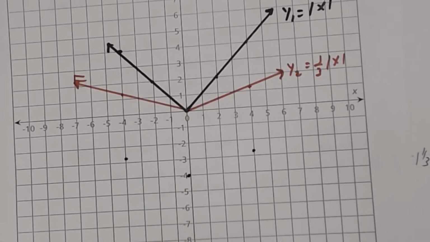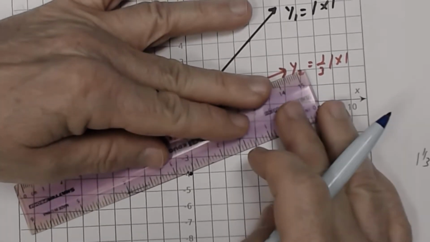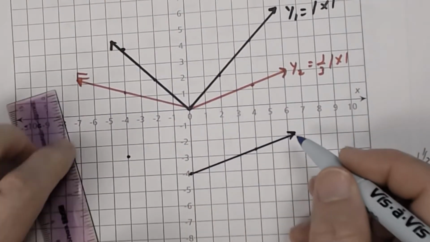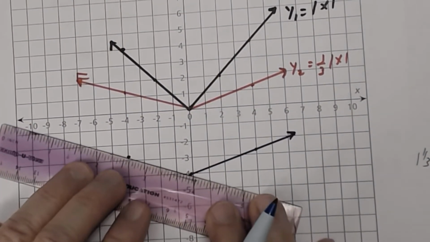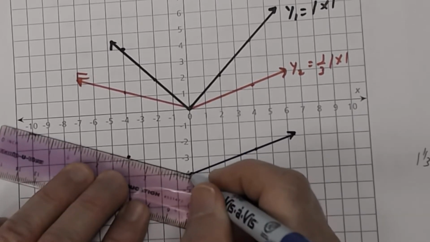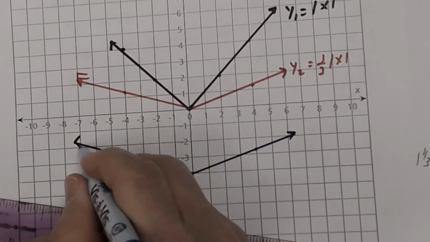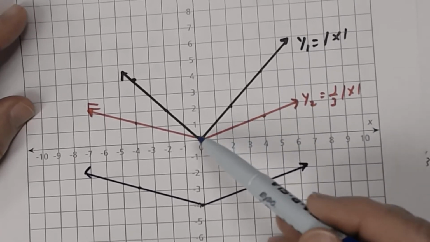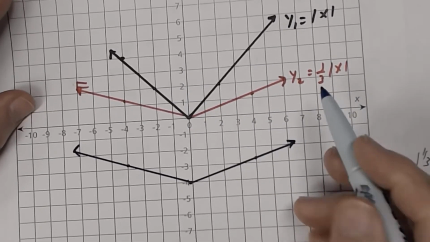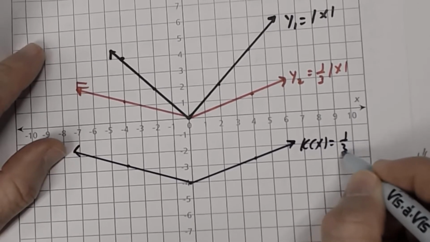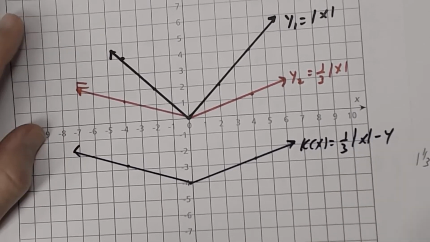Okay? And so then you draw your graph, and that is the final graph. All right, so notice though, in each case, you have to list all the transformations, and in each case you've got to tell me the equation of each of those graphs. All right, and so then this one's going to be, and this was k of x. So k of x equals 1/3 absolute value of x minus 4.